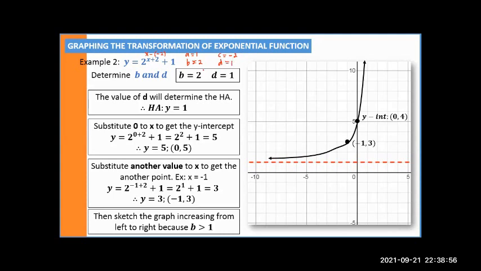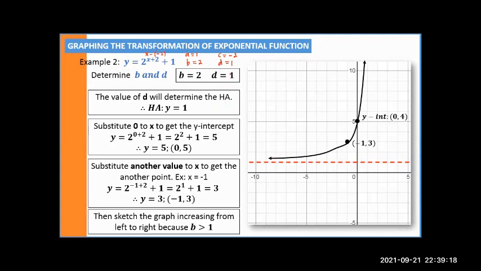So anyway, ang pinaka-importante naman dyan is yung value ng B and D. Okay? So linawin lang natin itong part na to. Ito ay equals 2. And then, pagkatapos nyan, again, the value of D will determine the value of horizontal asymptote.